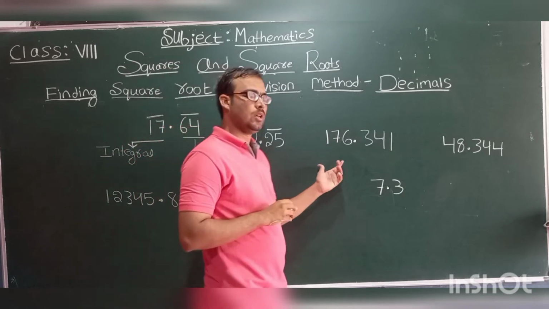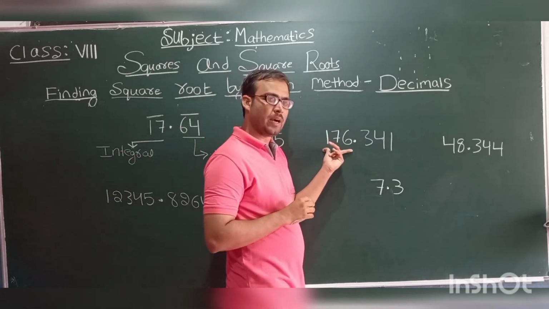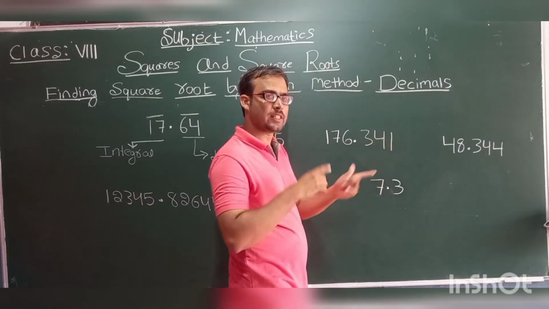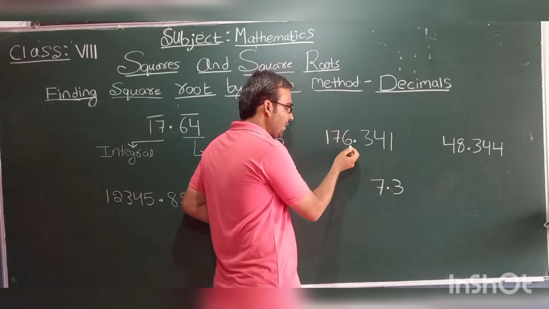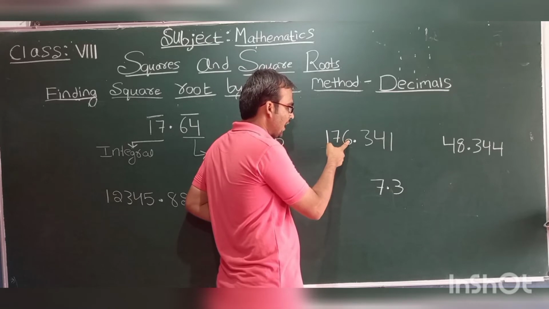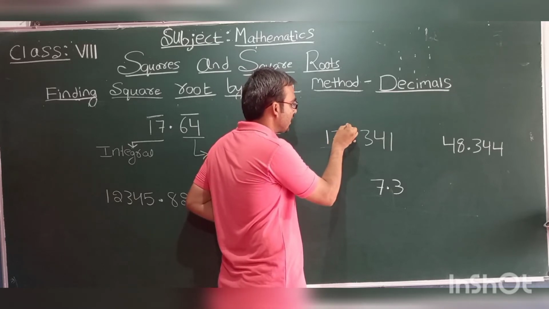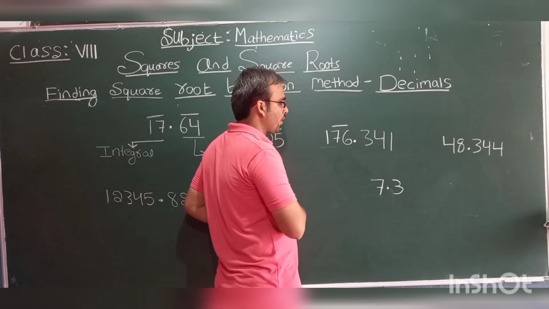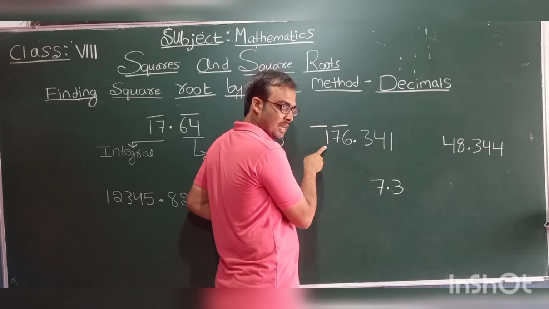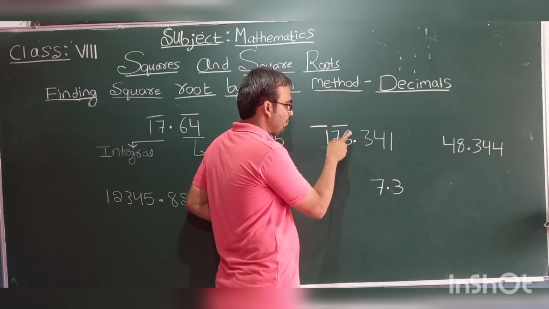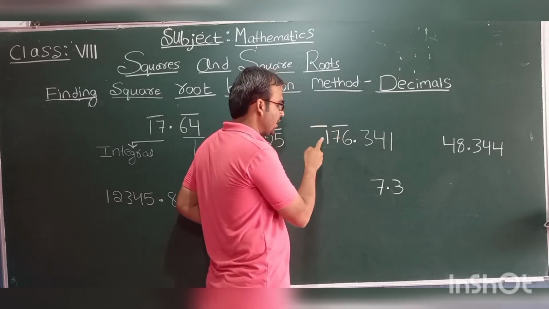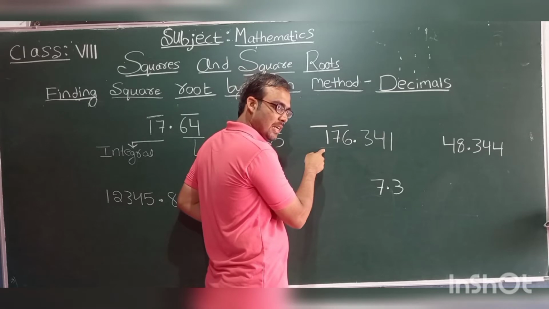Now come to this one. This is the integral part: 176 is the integral part, and 341 is the decimal part. Starting from the last digit in the integral part, 6 is the last digit. From here you need to place the bar over every pair of numbers. Here, as there is only one digit, that is 1, place the bar over this single digit.